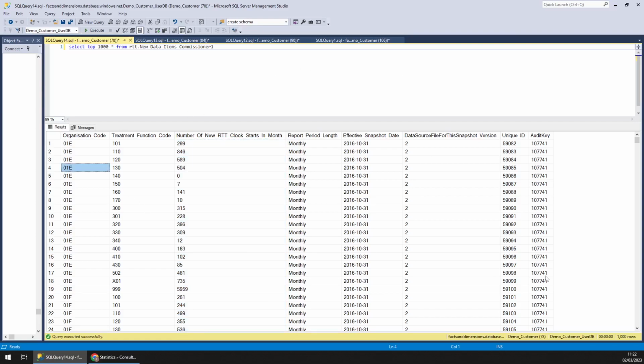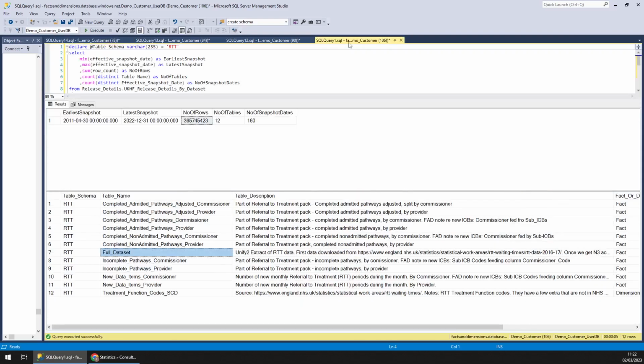So please get a free trial and have a play with this data, because as you can see, it's very detailed, so you can do some really good analysis here. Thanks.